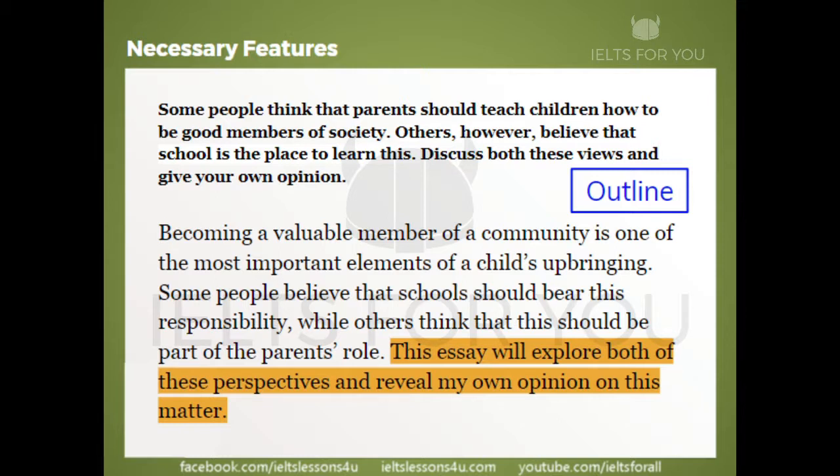It's a very common question that a lot of students ask me. Do I have to reveal my opinion in the introduction? No, but if you don't, you need an outline like this that at least tells the reader that you will reveal your opinion.